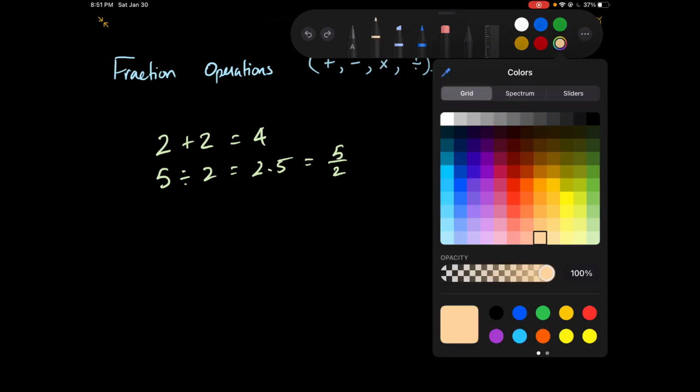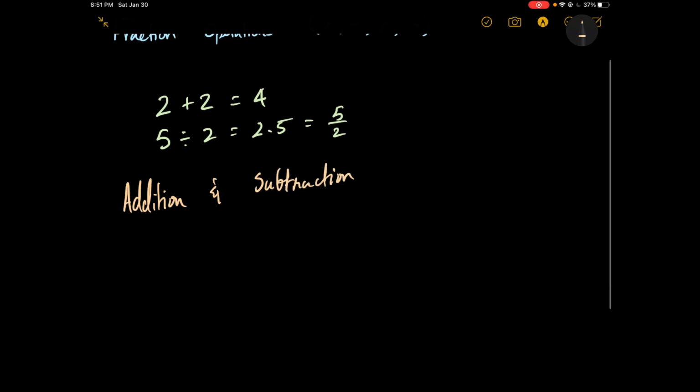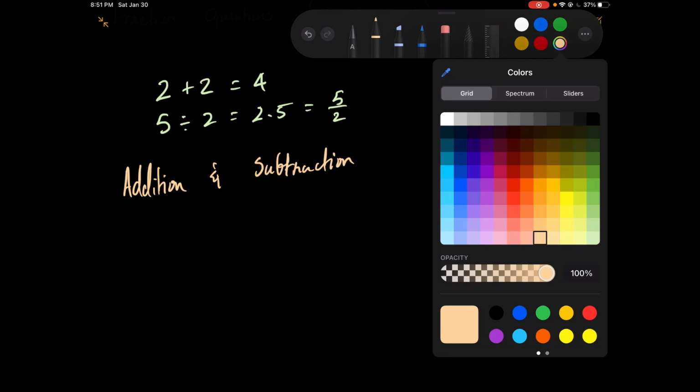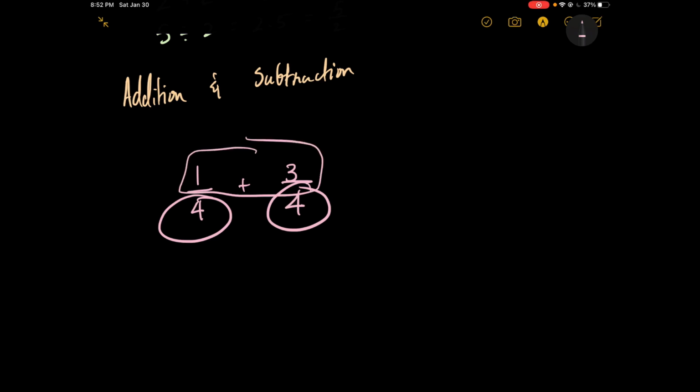Instead, let's start by focusing on addition and subtraction. Whenever you're adding or subtracting fractions, there are actually two sets of rules. The first rule is if you already have a common denominator. Let's say you have 1/4 plus 3/4. A common denominator just means that the denominators of both fractions are equivalent. If you already have one, then all you're doing is adding up the numerators.